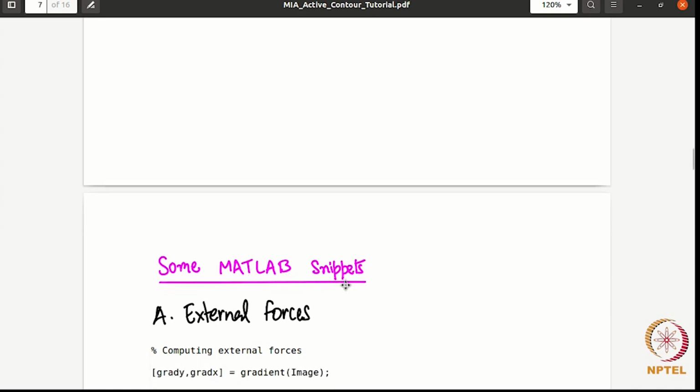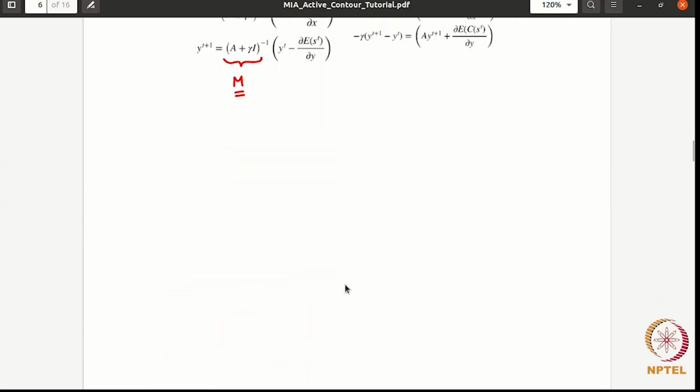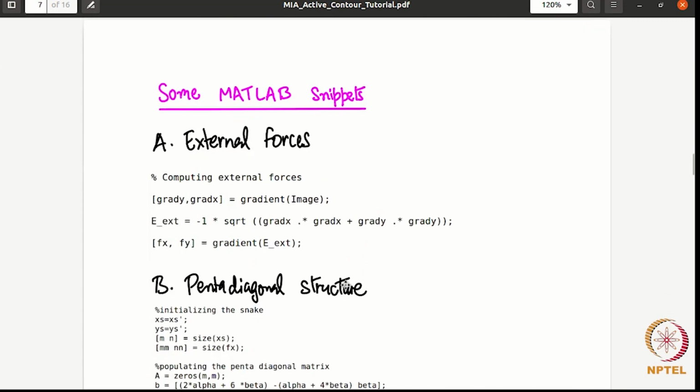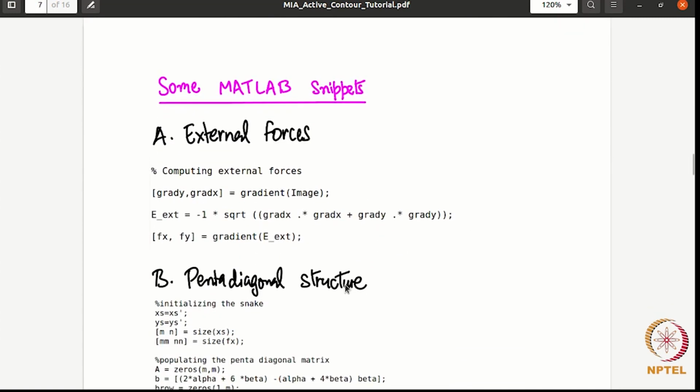Okay, so now this is the basic snake algorithm that you will find at various places online. There are many advanced versions of snakes, but we are not going to discuss them here. In fact, in the MATLAB code that we will give to you, the code has some additional forces as well. For example, balloon forces as well as the gradient vector field forces. So there are many functions written for that purpose, right?